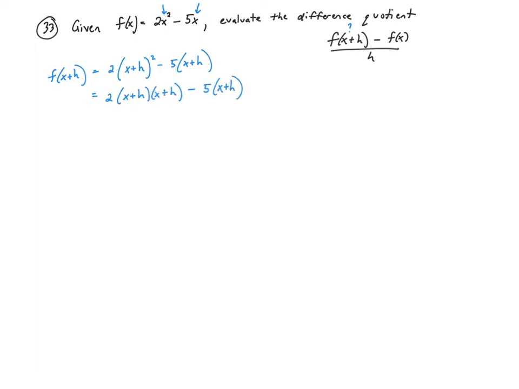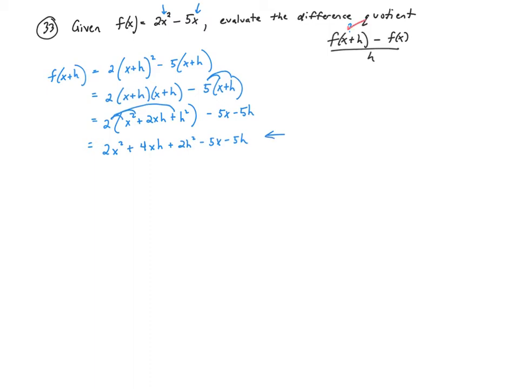First, we can rewrite that x plus h twice, since we squared it. Next, we can distribute the x plus h's, and we can distribute the negative 5. Make sure we distribute the negative 5 to both terms. And finally, we can distribute the 2. We should notice that there are no like terms here.